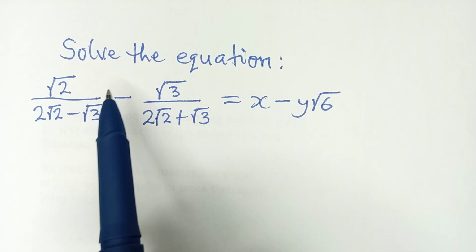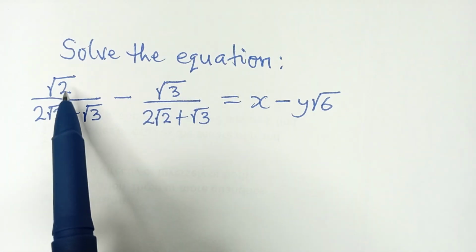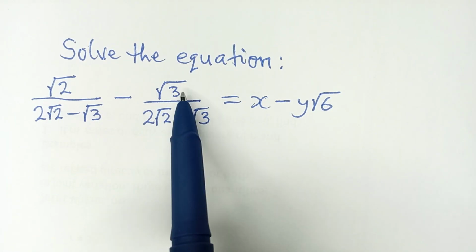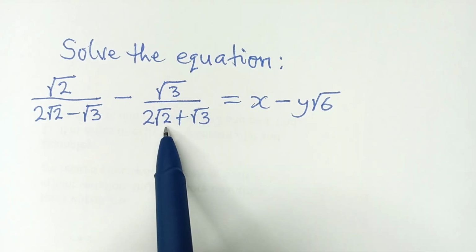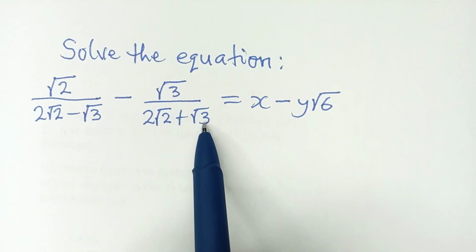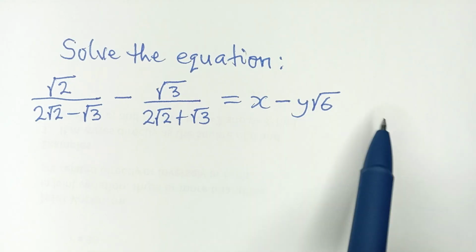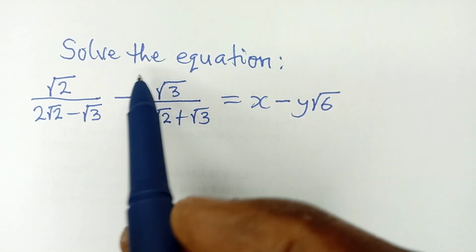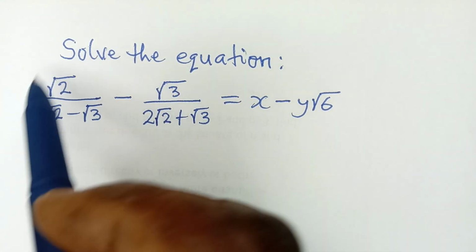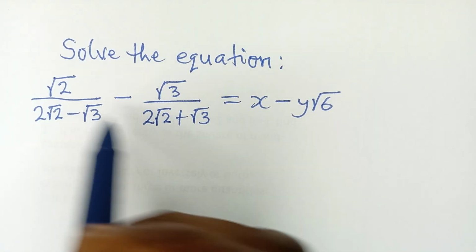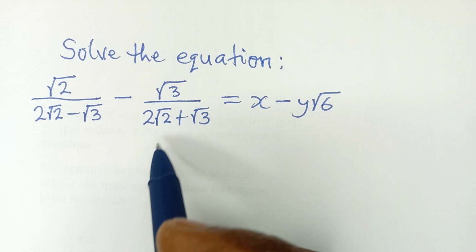The question here says, solve the equation root 2 all over 2 root 2 minus root 3, minus root 3 over 2 root 2 plus root 3, is equal to x plus y root 6. Now, for us to do this, let's handle this left-hand side first. Let's subtract this from this. Let's simplify this part of the equation first, this left-hand side.